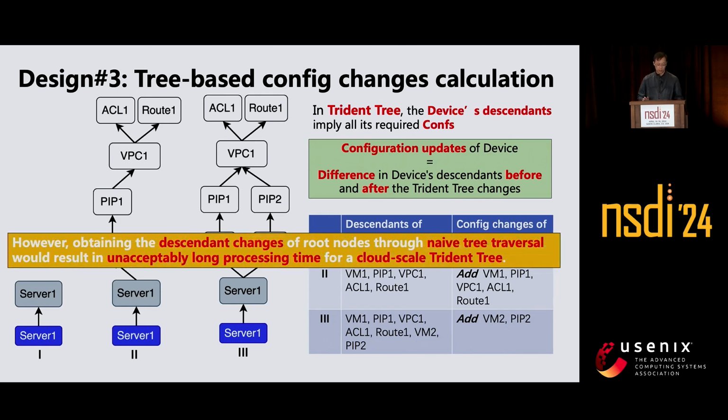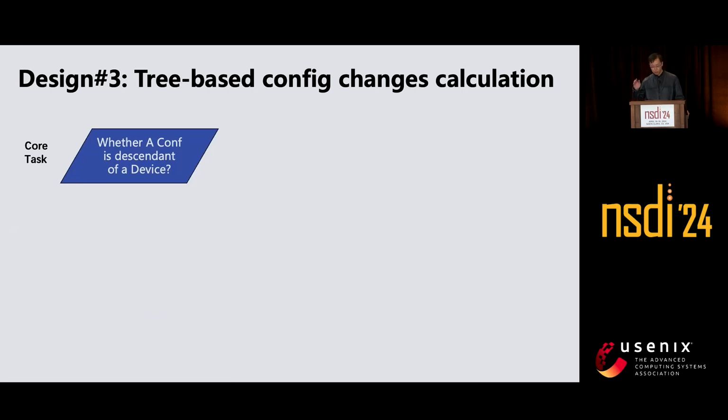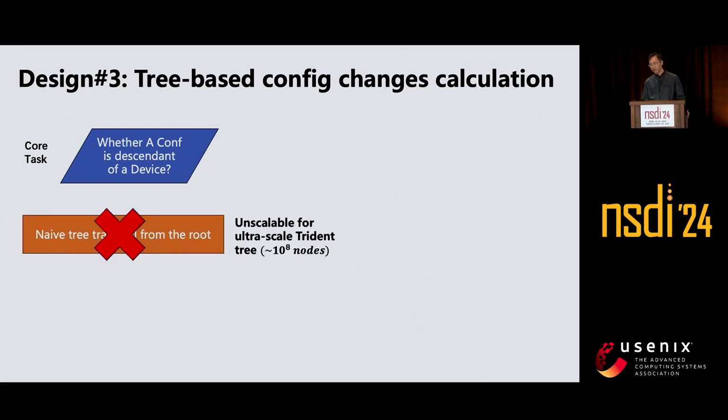But it would be too naive to try to calculate all the trees one by one from root to every node, because if a VPC has 1.5 million nodes, you cannot scale, you cannot do a naive traversal for all of them. That would take too much time. So we try to answer this question. We define the problem as whether a conf is a descendant of a device or not. So naive traversal is not working.